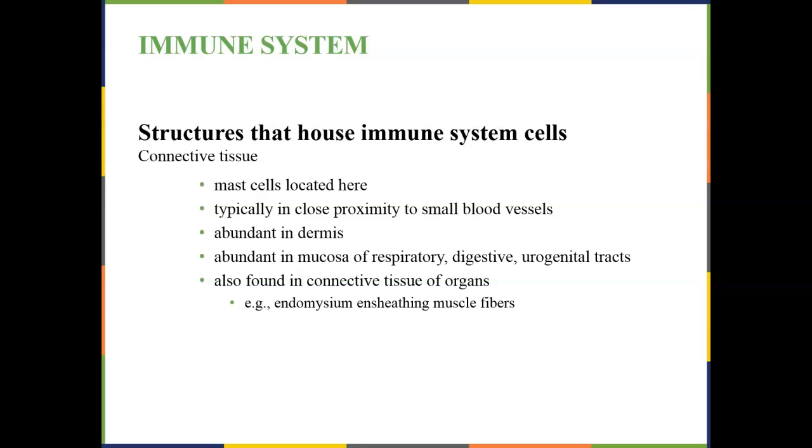We have mast cells in our connective tissue. Mast cells are similar in function to basophil cells. They release heparin and histamine, and they're going to influence an allergic response, inflammation, when any type of pathogen interacts with them.